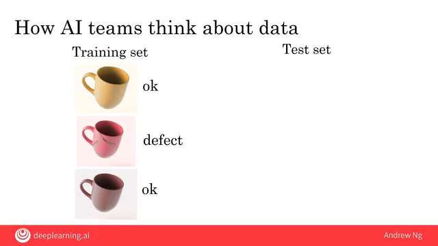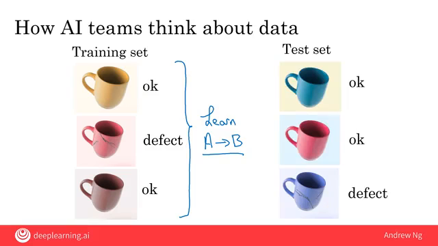And so given this training set, what a machine learning algorithm will do is learn, in other words, compute or figure out some mapping from A to B so that you now have a piece of software that can take as input the input A and try to figure out what is the appropriate output B. So the training set is the input to the machine learning software that lets it figure out what is this A to B mapping. The second data set that an AI team will use is the test set. And as you've seen, this is just another set of images that's different from the training set, also with the labels provided.